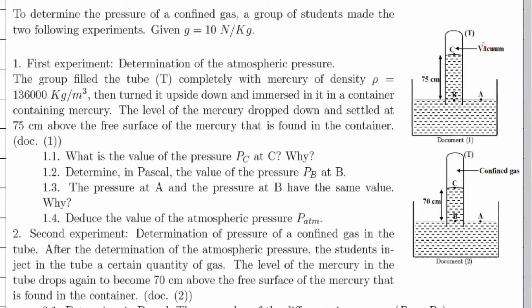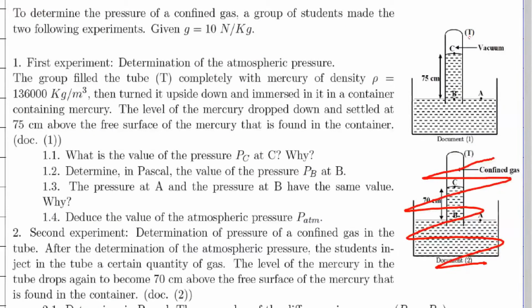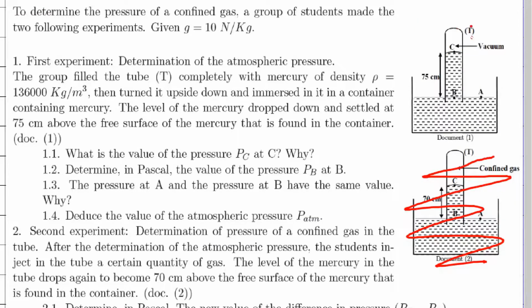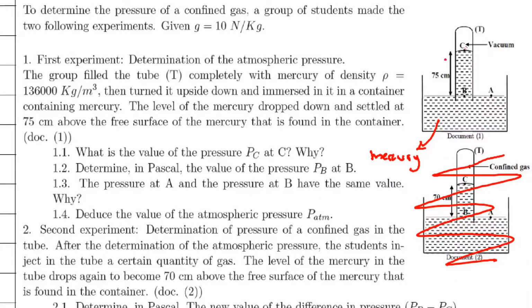So they mentioned document 1, now we can use it. Notice that till this moment they didn't mention anything about document 2, we are not allowed to use it. So this is the tube T, and this is the container containing mercury. This is mercury. So after performing this experiment, the students obtained the following.